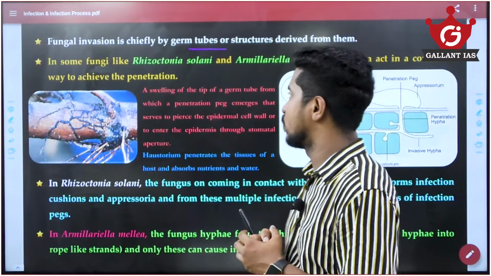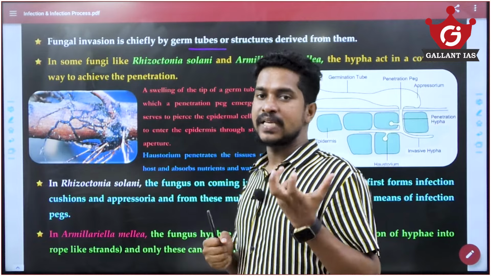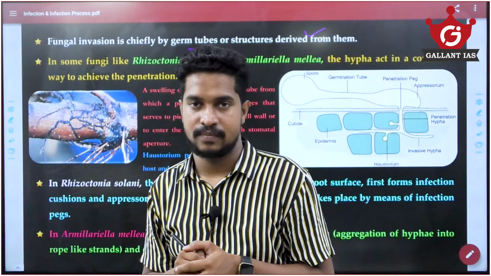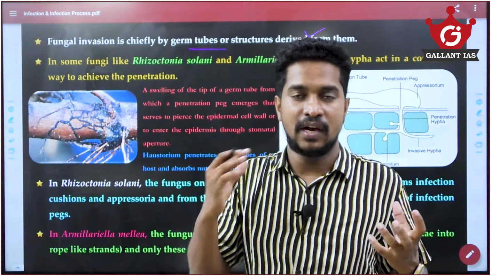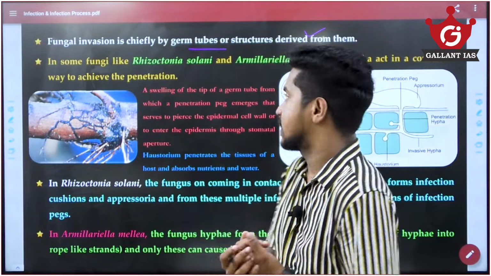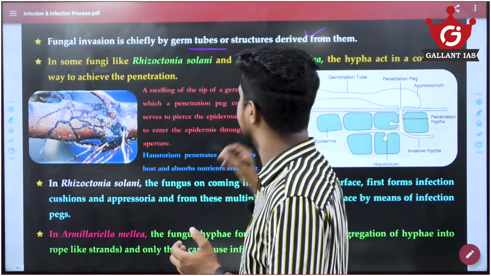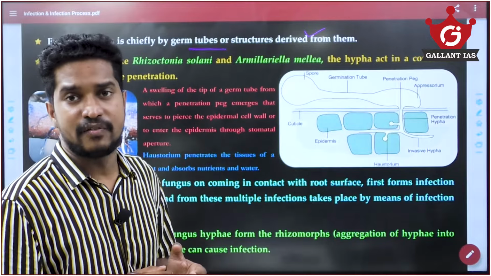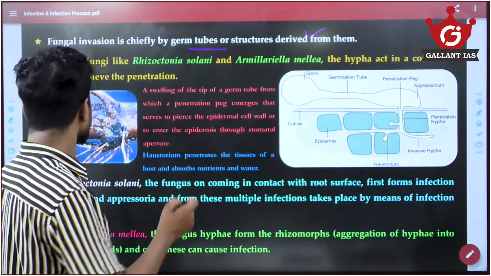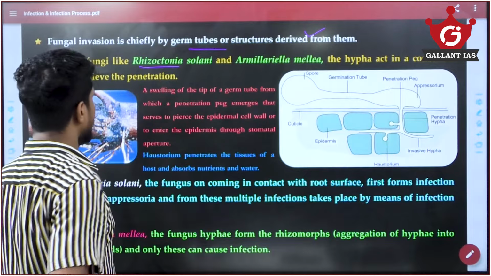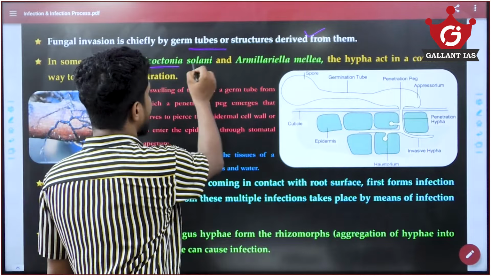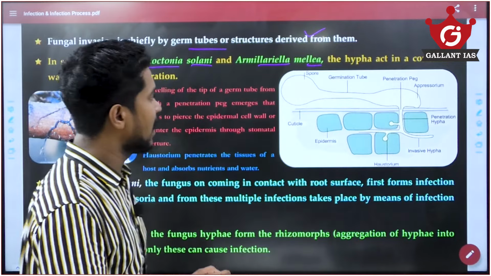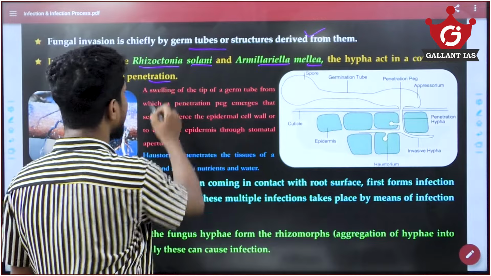Fungal invasion is chiefly by germ tubes or structures derived from them. So now we are discussing how the fungal invasion takes place. In some fungi like Rhizoctonia solani and Armillaria mellea, the hyphae act in a concerted way to achieve the penetration.